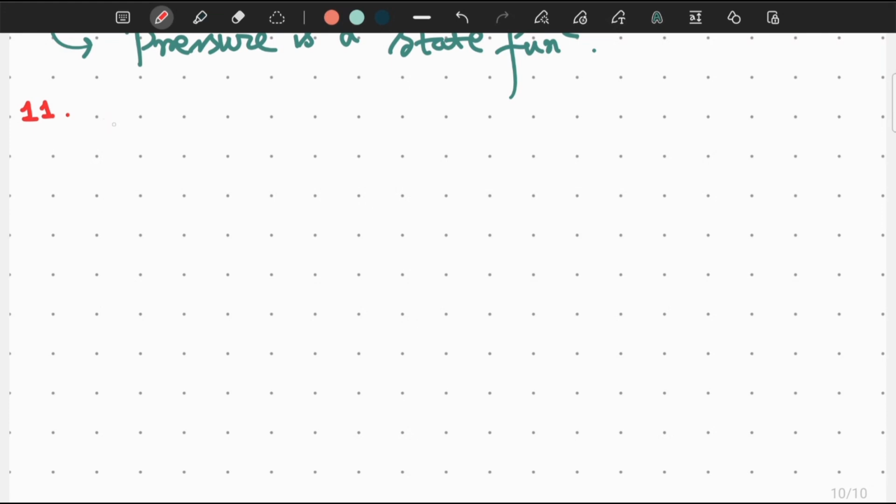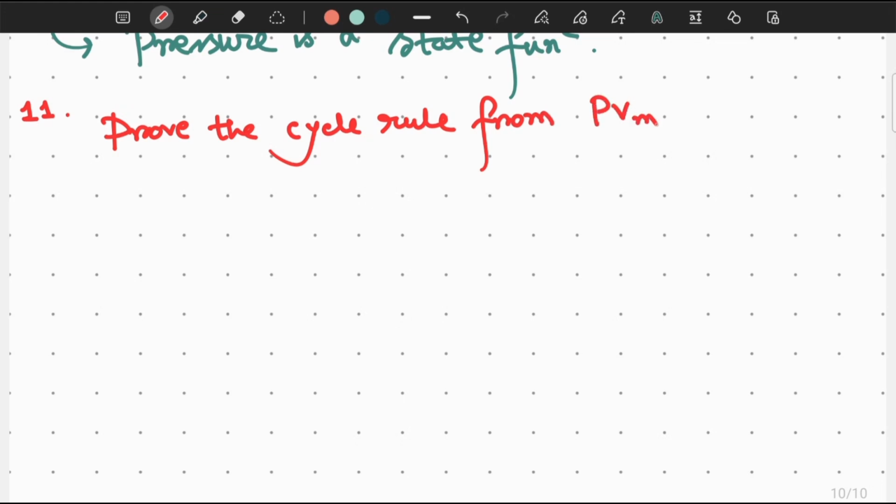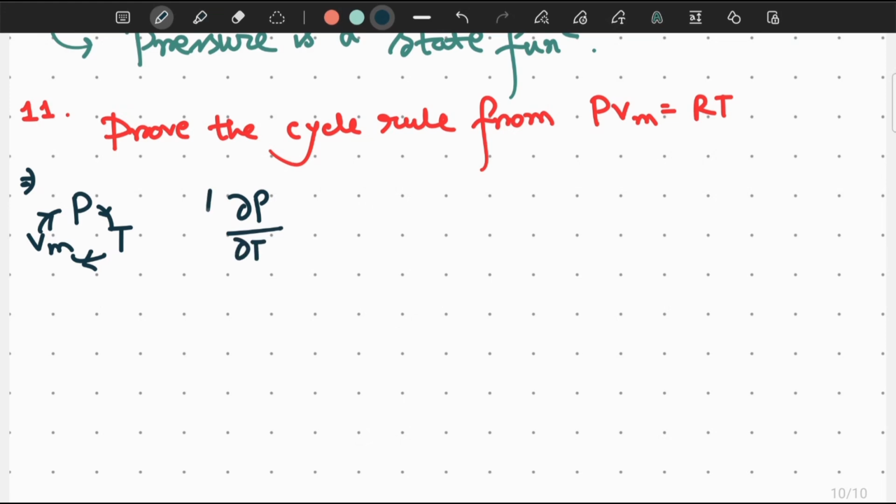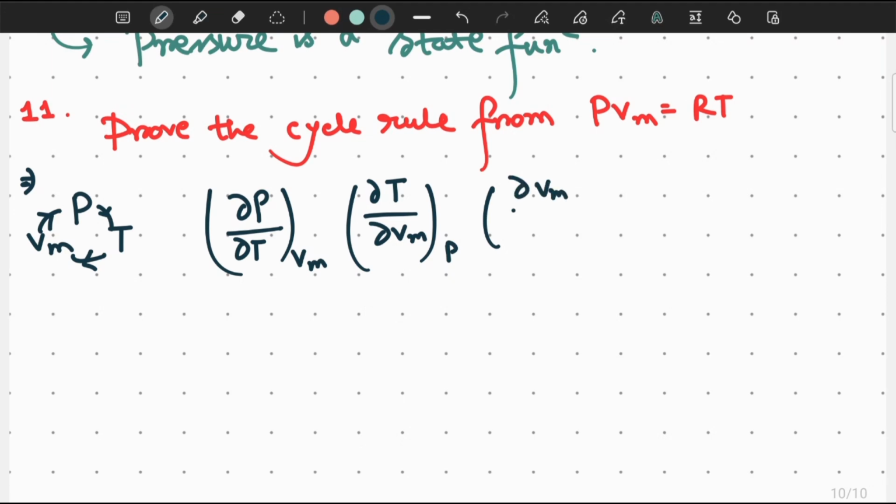Going to question number 11. Prove the cyclic rule from PVm = RT. You have to prove it. Let's check whether it is following or not. So how can we prove it? Just write the cyclic rule in terms of P, T and Vm. If you write the cyclic rule, it will be (del P/del T) at Vm, times (del T/del Vm) at P, times (del Vm/del P) at T, and it should equal -1. That we have to show.